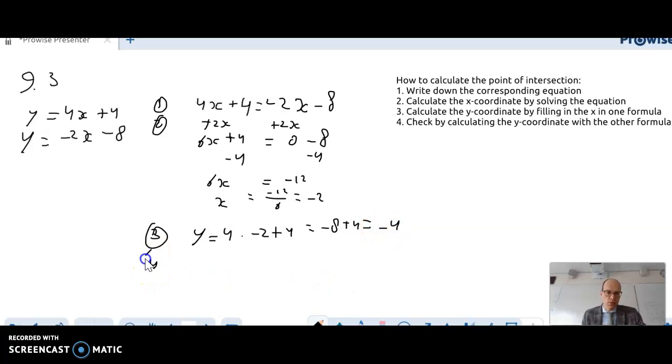And then check with the other one. And then we have y is equal to minus 2 times minus 2 minus 8 is equal to 4 minus 8 is minus 4. Check, it is correct. So the point of intersection is (minus 2, minus 4).